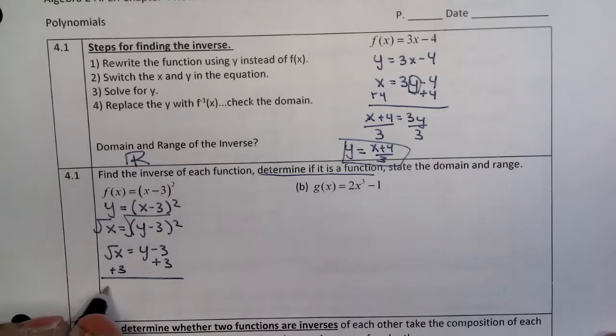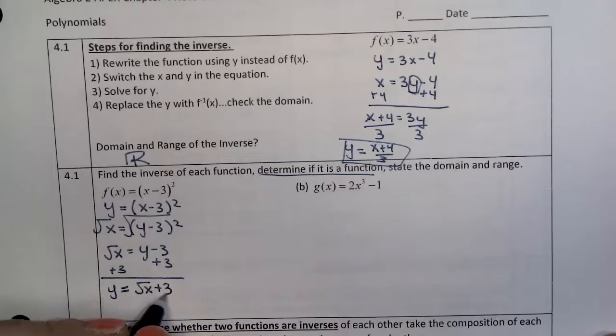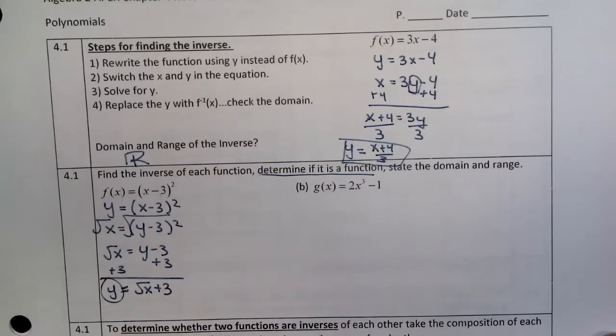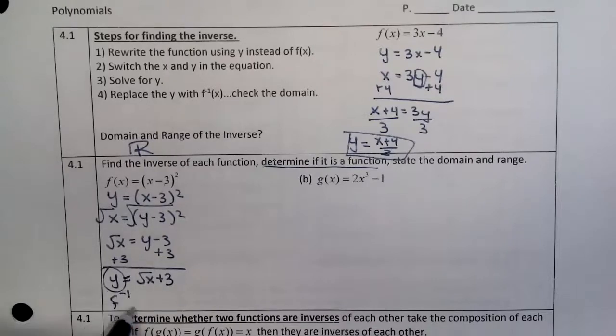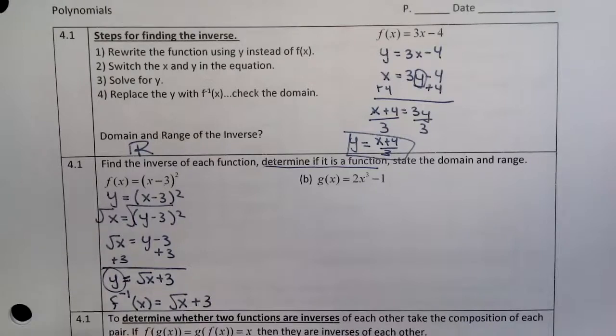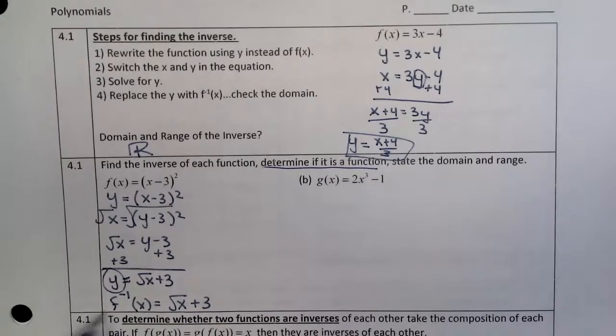So now I'm going to get y equals, and I always change this around at the end, so my y is at the beginning. So y equals the square root of x plus 3. And one thing I didn't tell you is that function notation for an inverse is f to the negative 1 of x. Okay, so at the end, we can change that back if we want to. And sometimes you'll see that notation. That means the inverse function.